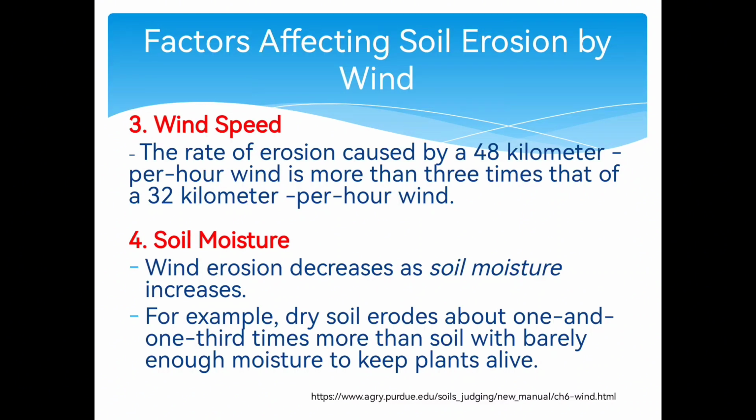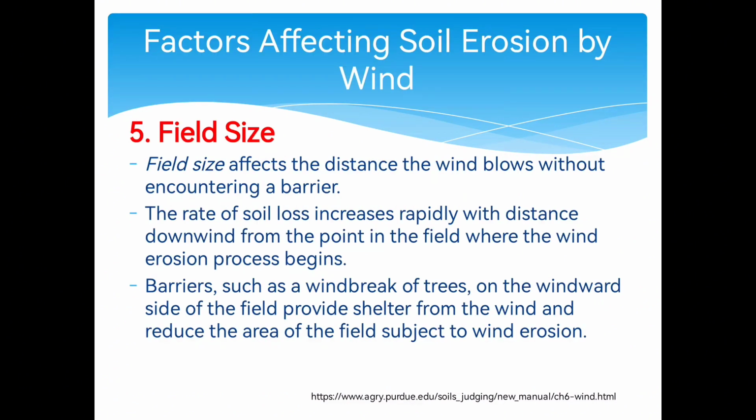And then soil moisture. Kasi wind erosion decreases pag basa yung lupa. Siyempre, hindi na siya madaling i-carry pag basa yung lupa. But then, when the soil is dry, it erodes about 1 1/3 times more than soil with barely enough moisture to keep plants alive. And then we have the field size.